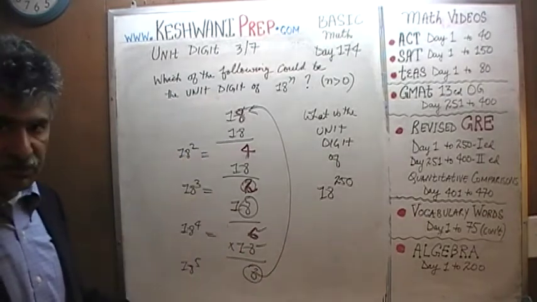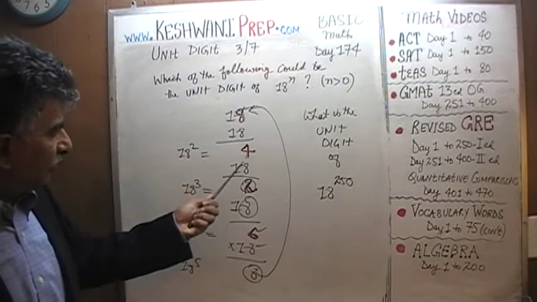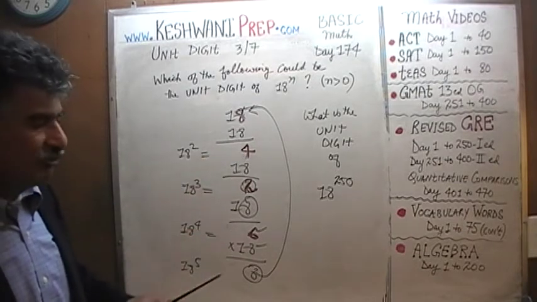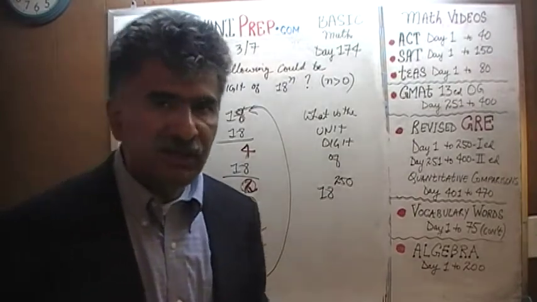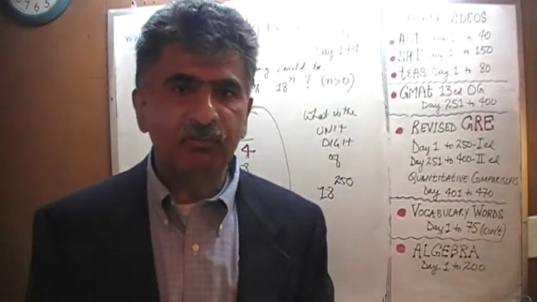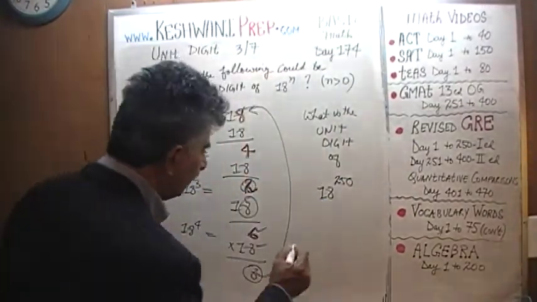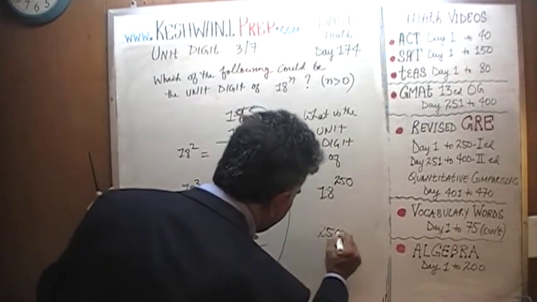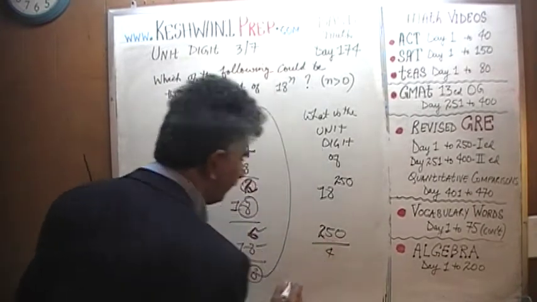That work is already done. We just did that work. The pattern is this: 8, 4, 2, 6, 8, 4, 2, 6. The cycle has 4 beads in it. So now we take our 250 and divide by 4.